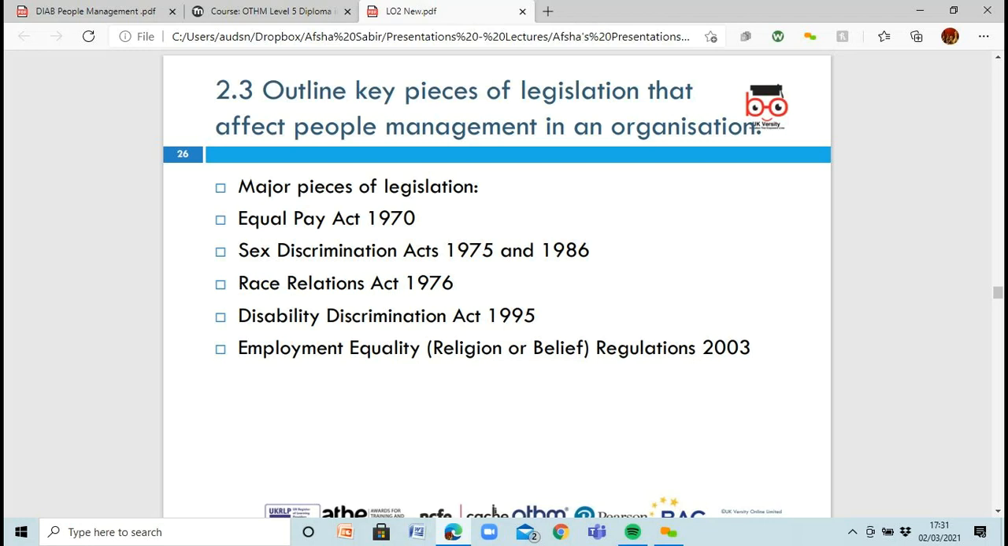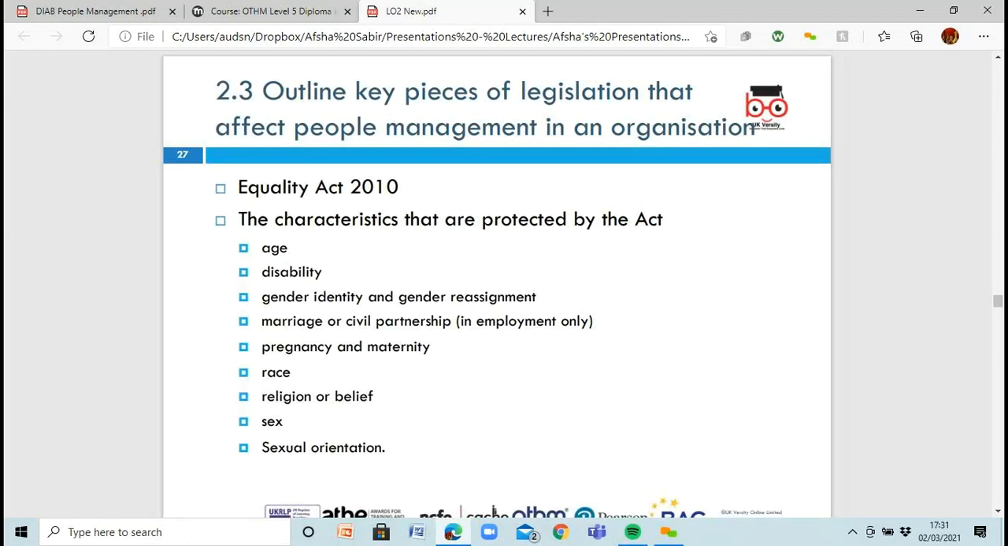We've got Equal Pay Act, so the Sex Discrimination Act, the Race Relation Act, Disability Discrimination, and Employment Equality. So the Equality Act, it just covers things like age, disability, whether you're pregnant or doing paternal leave, your race, religion, sexual orientation. So this means that you can't be discriminated against on any of these following characteristics.